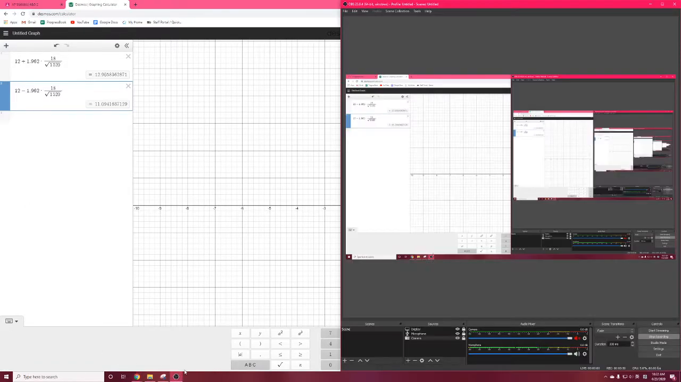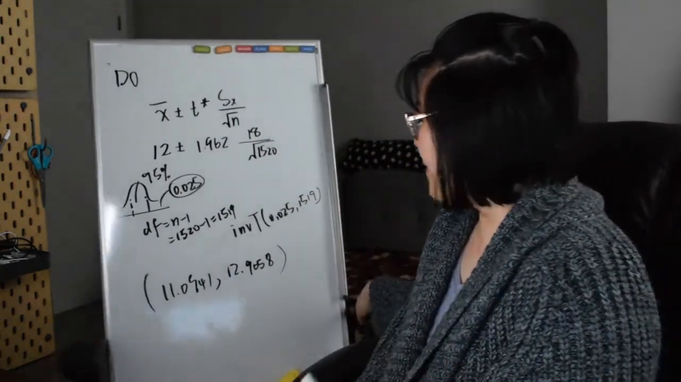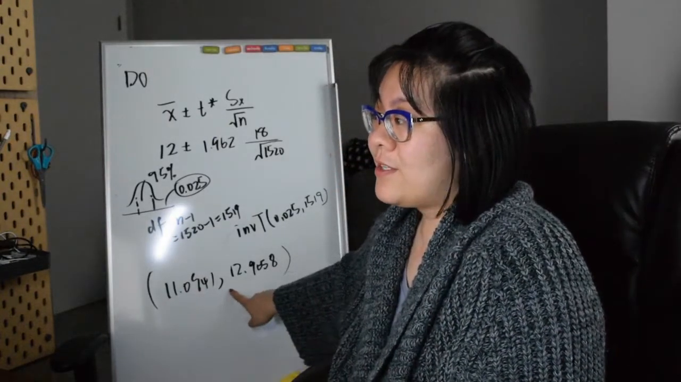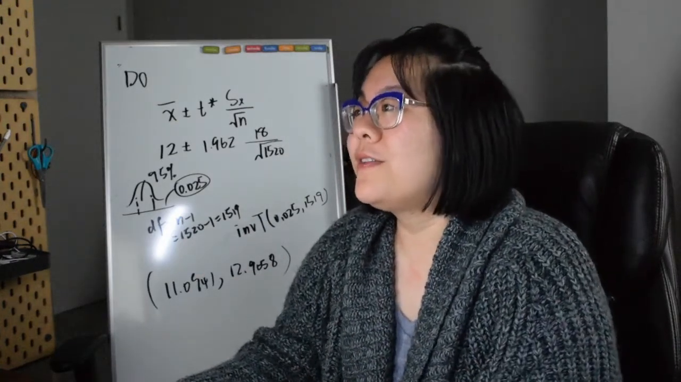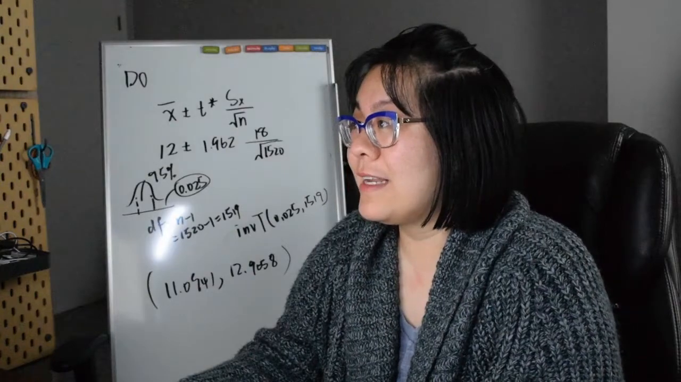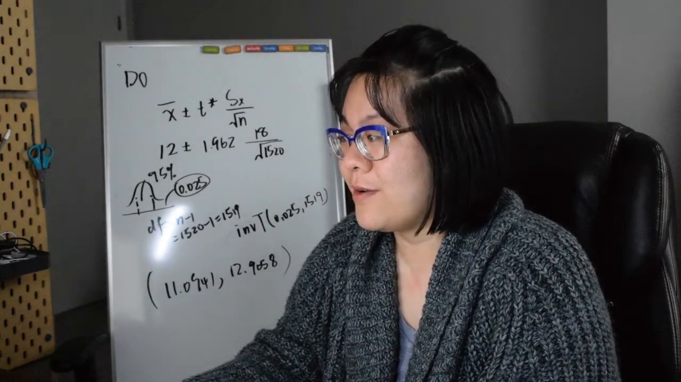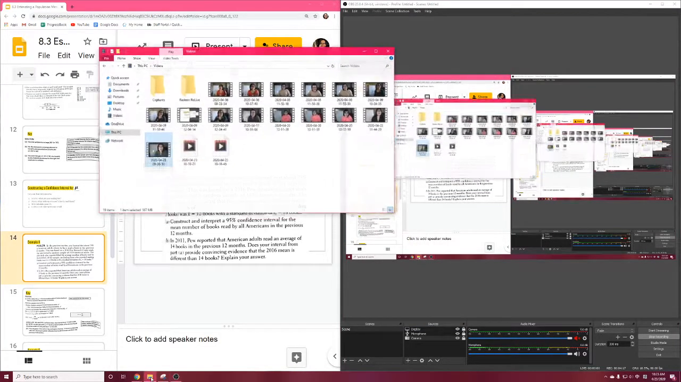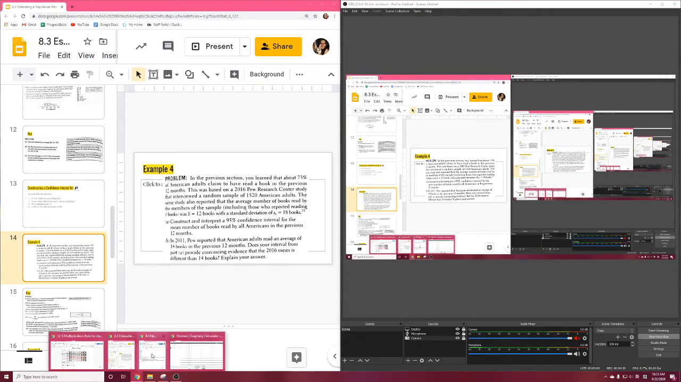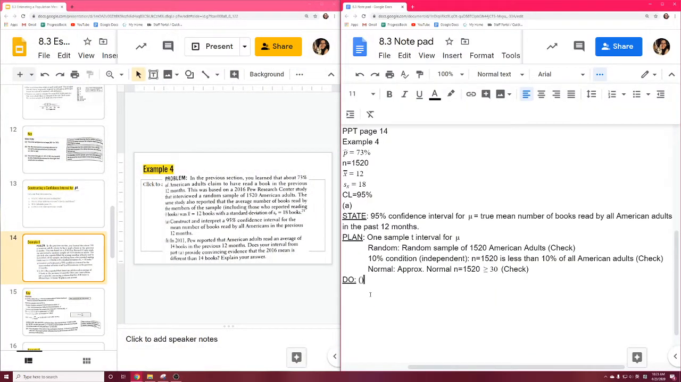All right, so if I show you my screen, I already wrote it down. Okay, so our interval is 11.0941 to 12.9058. Okay, so this is our do part. Since we already figured out the result, I will just go ahead and put it in my notes, and we're gonna do the last step. In the do part, you need to repeat all the process, but I will just copy down my answer since we already did it on the board.